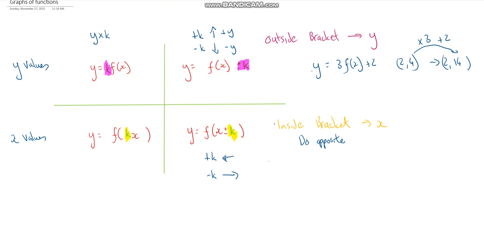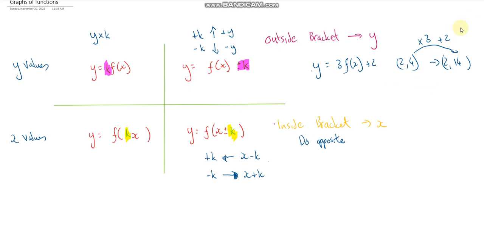It sounds a bit confusing, doesn't it? So what happens here is I've got x take away k, and here I've got x plus k. So you do the opposite to x as to what's in the bracket. Adding on k moves us to the left, taking away k moves us to the right.